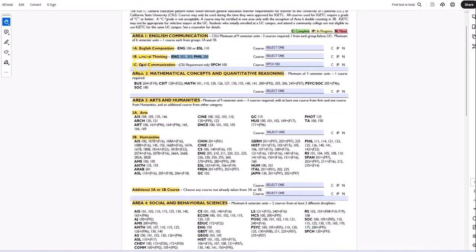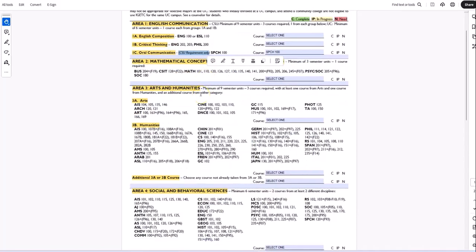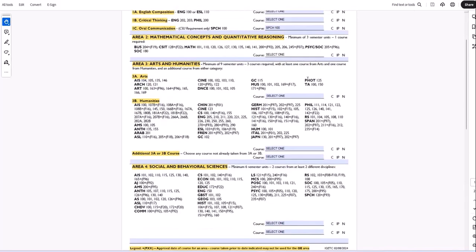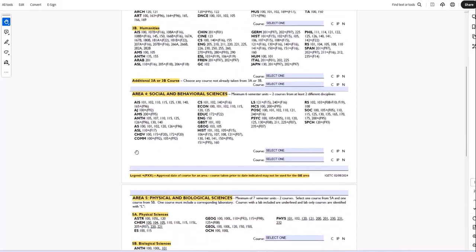The Speech 100 class is only required for CSU. It's not required at this time for the IGETC. Math, once again, you have at least one transferable math class. It could be AP Calc, it could be AP Statistics. For the Arts and Humanities, they're looking for 3 classes, one from the Arts, one from Humanities, one from either one.